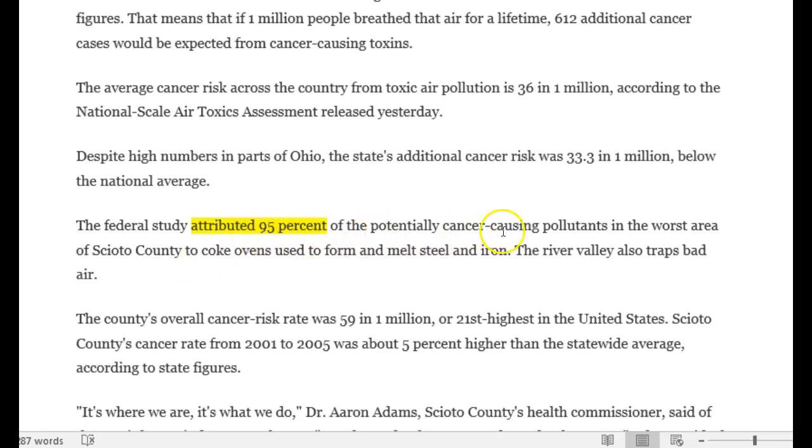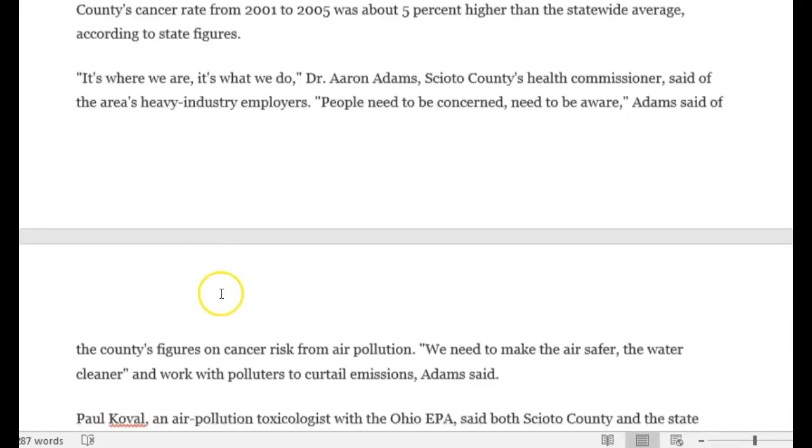95% of the potentially cancer-causing pollutants in the worst area of Scioto County is attributed to coke ovens. That's what they use to make steel and iron. And there used to be a coke plant over by where Walmart is currently out in New Boston. So that's a trend. This federal study is saying, hey, coke ovens are one of the main causes.